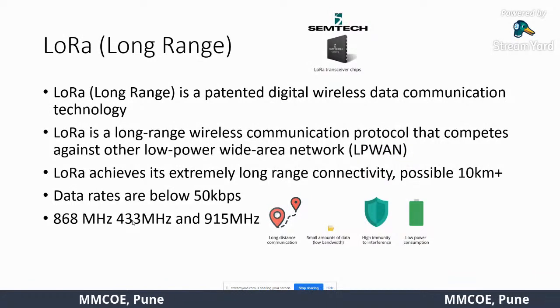So the second candidate under this low power wide area networking protocols category is LoRa. LoRa is another important standard which is used for long range. LoRa is actually patented as a digital wireless data communication technology, and it competes fairly well against other low power wide area networking protocols. You can see that the data rates are quite low here. 50 kbps is the range you can achieve.